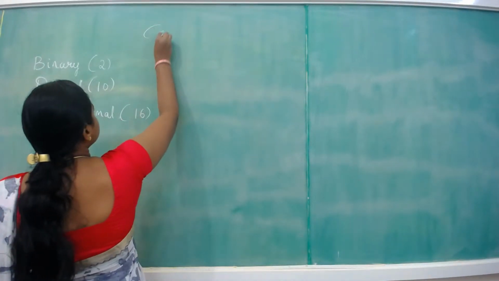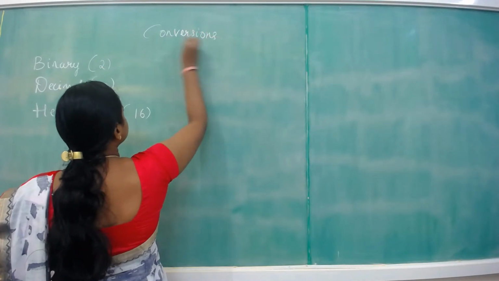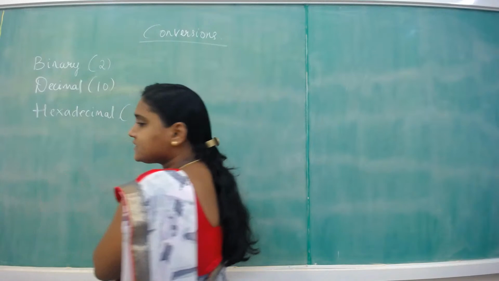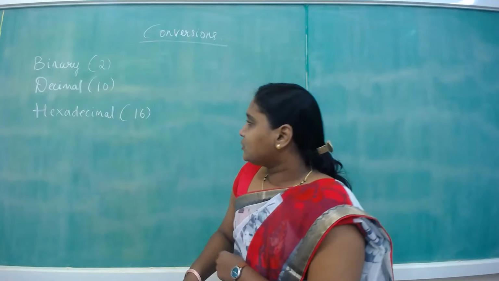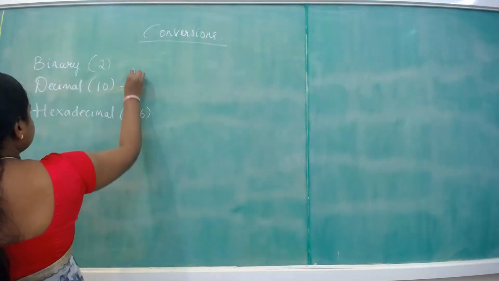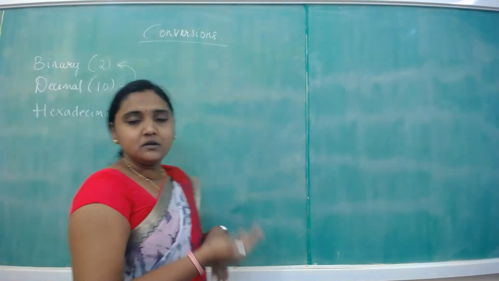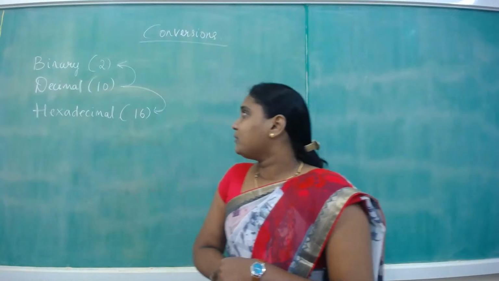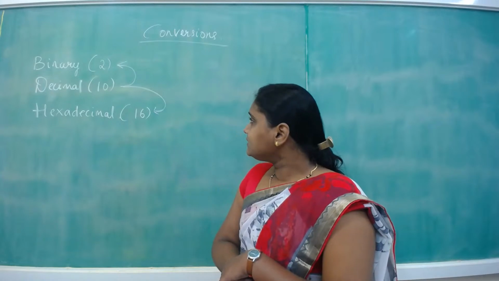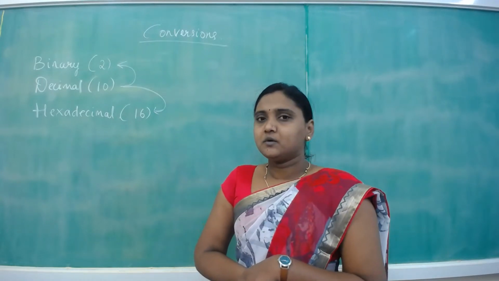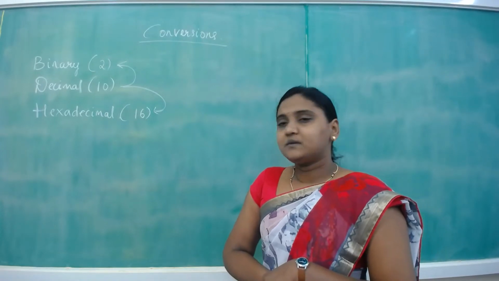What we are dealing with today is conversions. First in the conversions we will see decimal to other forms, that is decimal to binary and decimal to hexadecimal. Decimal is the most commonly used system here.